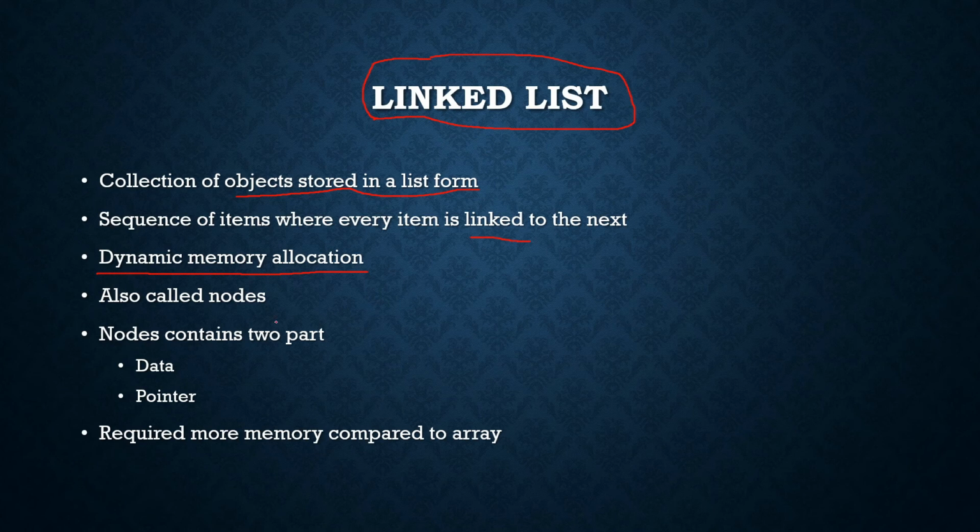A linked list is made of nodes, and nodes contain two parts: one is a data part and another is a pointer part. Obviously, since it has two parts, it requires more memory compared to an array.